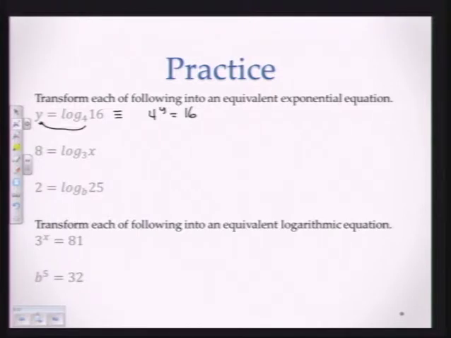Or if we have 8 equals the log base 3 of x, that's equivalent to saying that 3 to the 8th power is equal to the number that we're looking for, x. Or if I have 2 equals the log base b of 25, that will be equivalent to taking our base b, raising it to 2, and that will equal 25.